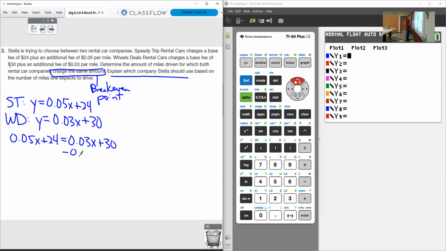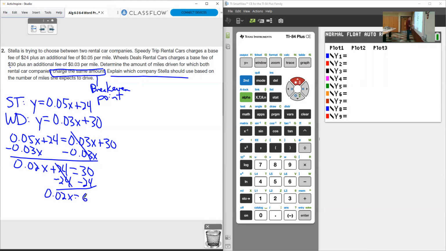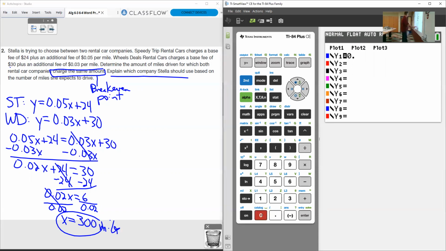And solve. So minus 0.03x from both sides. Solve the two-step equation. So minus 24 and minus 24. And so 6 divided by 0.02 is 300. So after 300, and this is miles, after 300 miles, they are exactly the same. So let's type in our equations into our y equals.